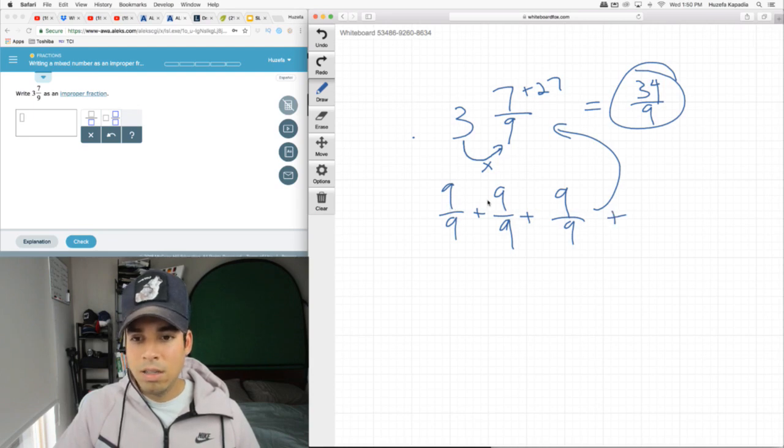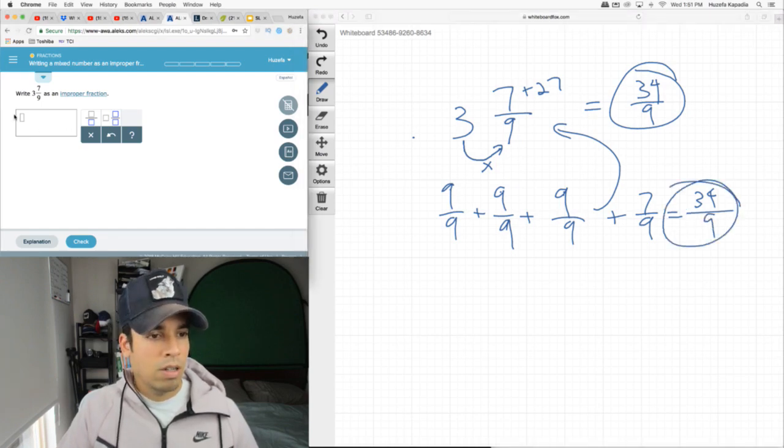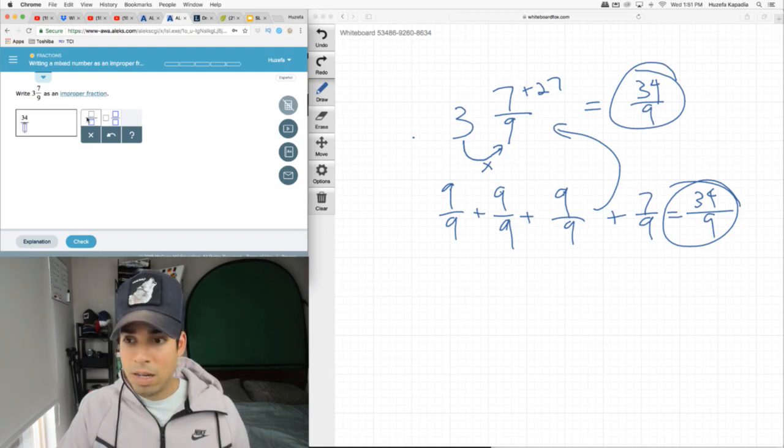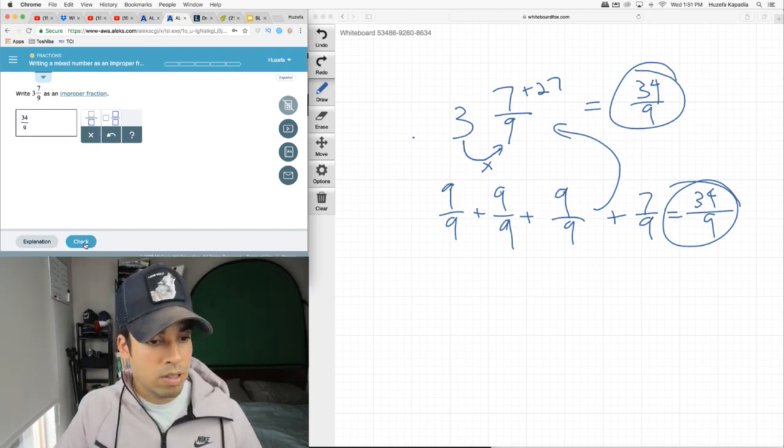But if we were to do it this way, we get the same thing. We do 9/9 plus 9/9 plus 9/9 plus 7/9, and we get 9 plus 9 plus 9, which is 27, plus 7, which is 34. Remember, when we add fractions, the denominators stay the same. So both ways will yield the same answer, which means both ways are obviously legitimate.